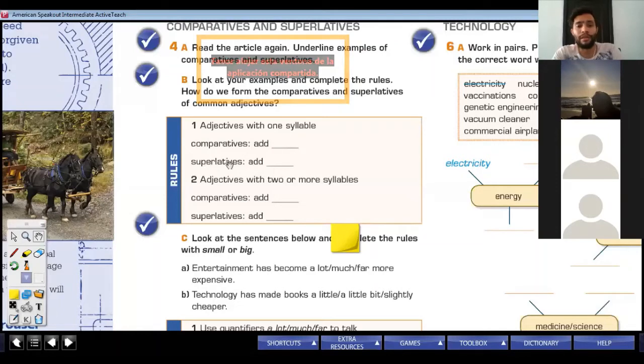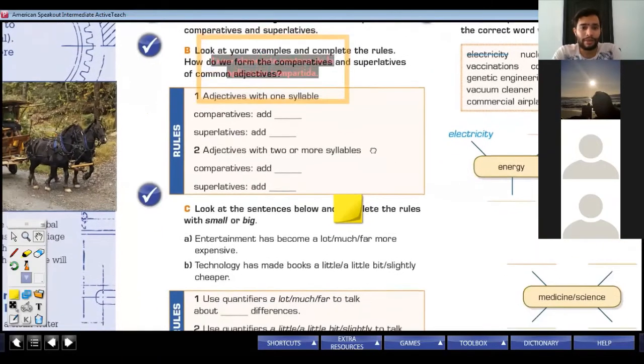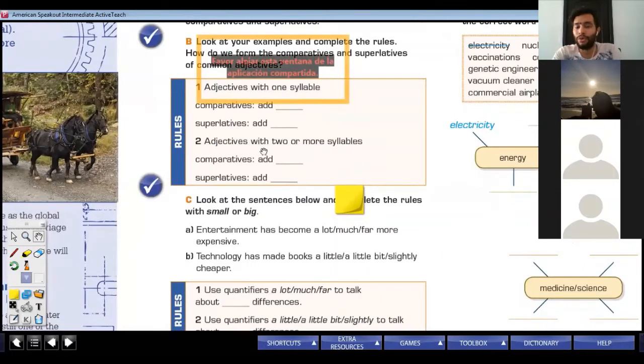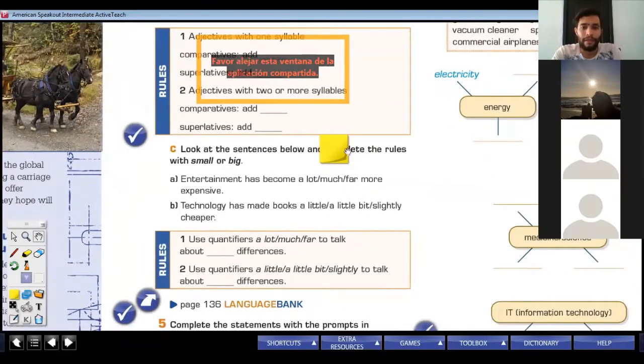How about the superlative form? What do we add? EST. EST at the end of the adjectives. Very good. How about the second rule? It says with two or more syllable adjectives. In the case of the comparative, what do we add? More. Great. And in the case of superlatives? Most. The most. All right. Very good. That was great.